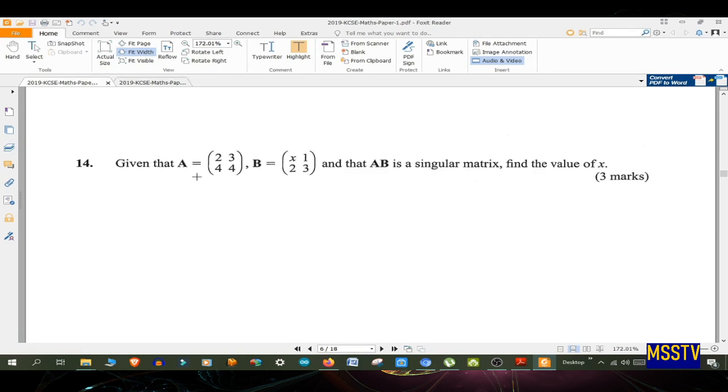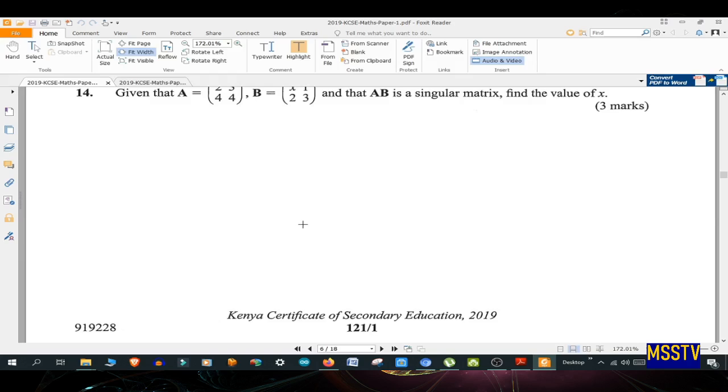Now question 14, given that A is (2, 3; 4, 4), B is (x, 1; 2, 3), and that AB is a singular matrix, find the value of x. Again, matrices, just need to know the basics of matrices, finding the determinant, knowing what we mean by a singular matrix, a matrix whose determinant is 0, the basics. So you have a comfortable 3 marks.